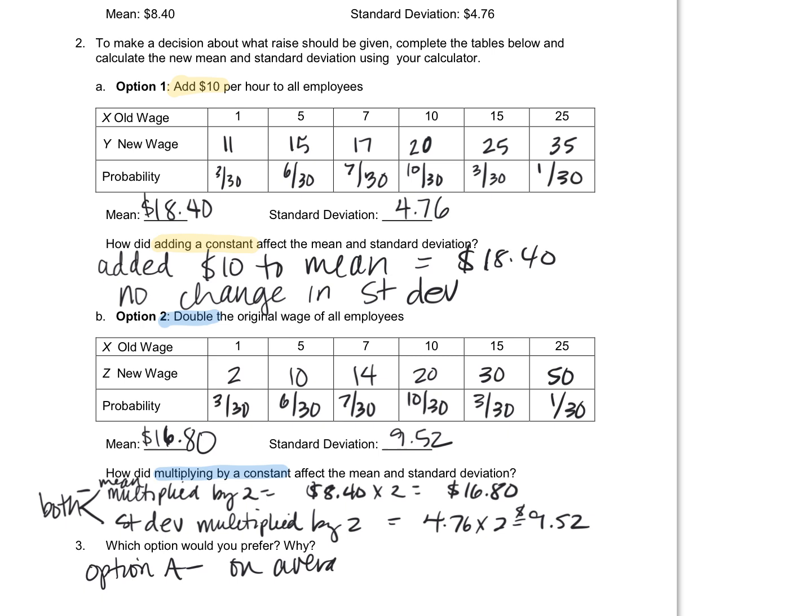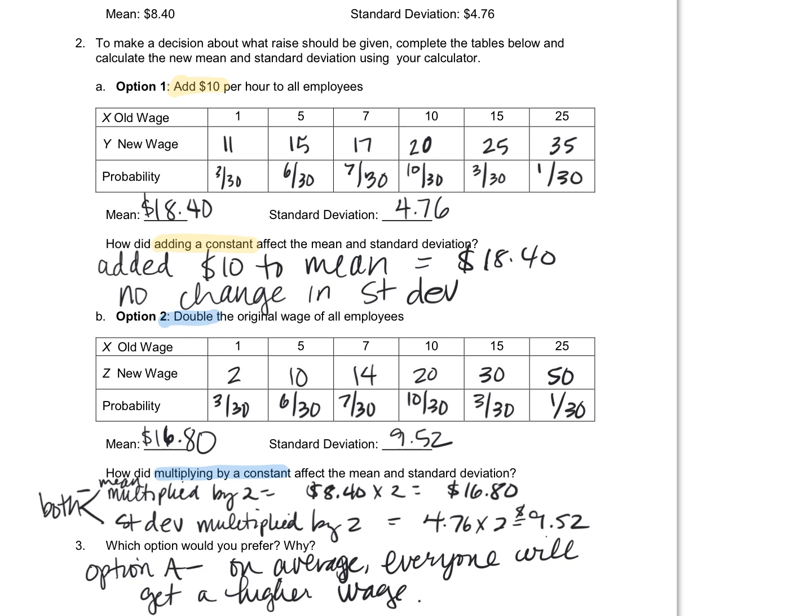On average, everyone will get a higher wage. And it has a lower standard deviation. So if it's different, it's not almost $10 different here. Look at that. A $10 difference is huge, right, when it comes to wages? So less variation, higher average. Makes more sense.